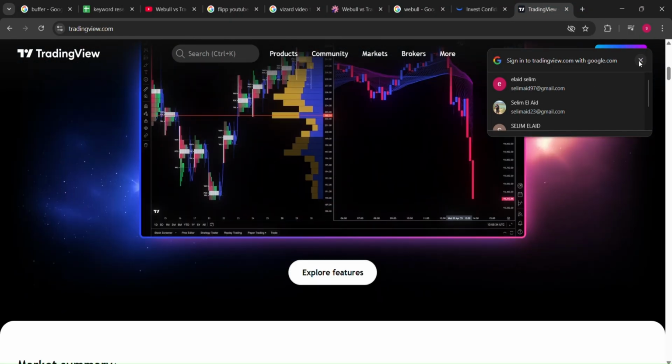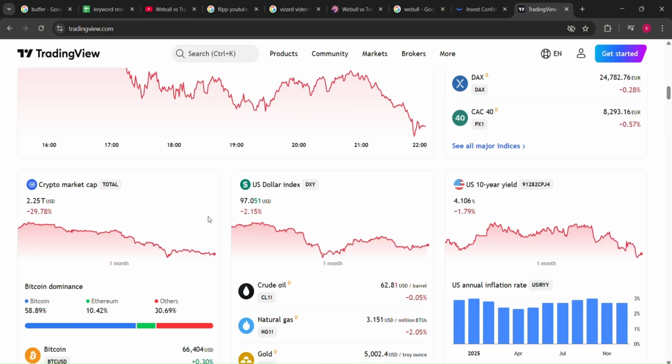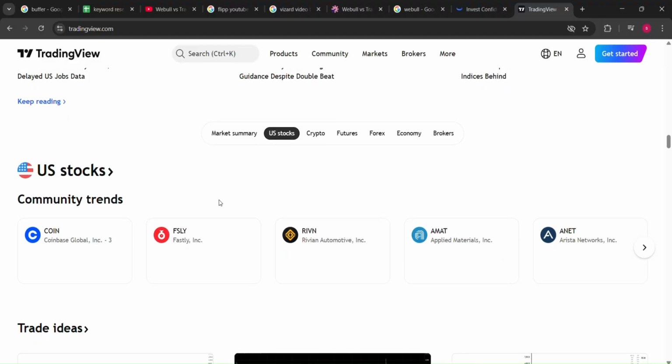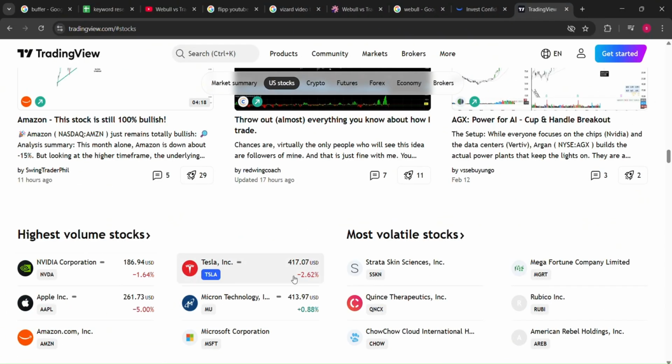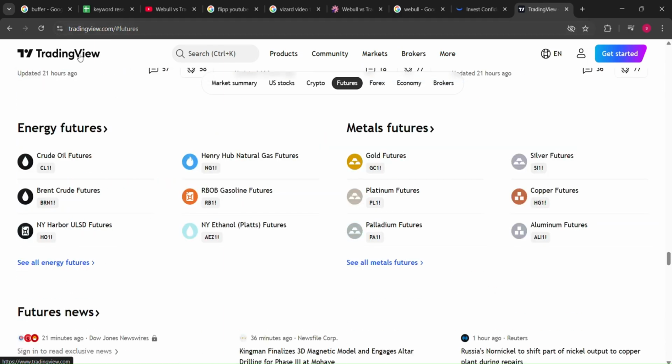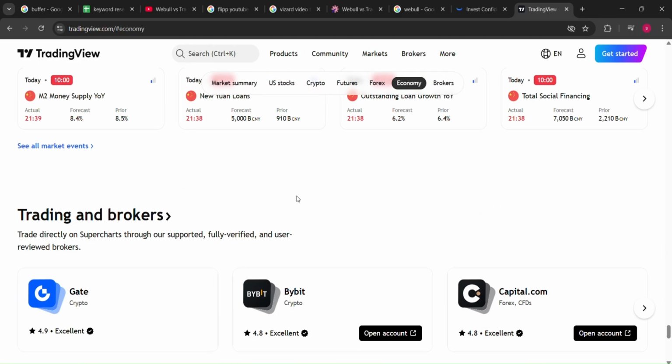TradingView, however, stands out for its charting capabilities. It offers highly customizable indicators, advanced drawing tools, and strategy backtesting, and even a social feature where users share trade ideas. You also get access to multiple time frames, real-time data, and Pine script for building custom strategies.